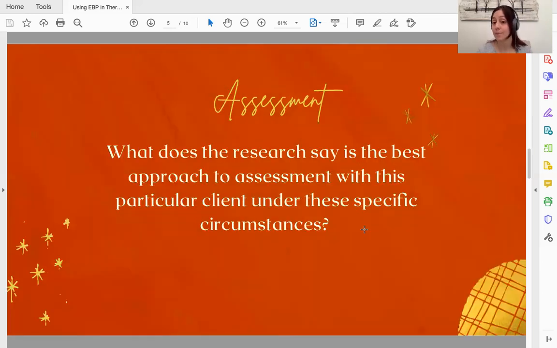Okay, so first, assessment. What does the research say is the best approach to assessment with this particular client under these specific circumstances? Is it using a self-report measure, a psychiatric interview, observation, a combination, etc.? And this is going to look at things like reliability. Is your assessment tool consistent? Validity. Is your assessment tool measuring what it's supposed to? Is it sensitive, meaning that it's going to pick up on small but important changes? Is it feasible? So this assessment isn't going to take 1,000 hours. And is it culturally sensitive? So looking at things like language, for example.